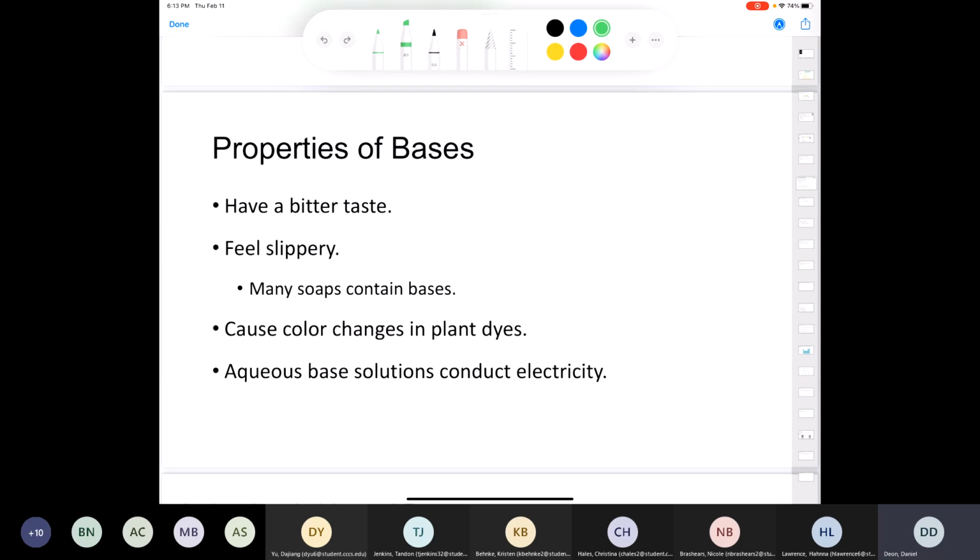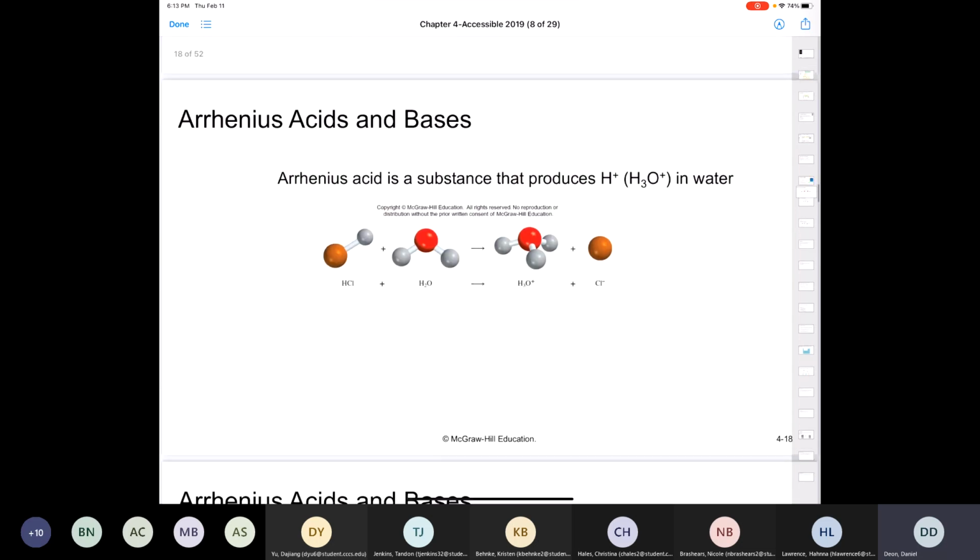Again, they also cause color changes in plant dyes. Same rationale for the acids. They can affect the relative acidity or basicity of soil and thus the color of the plant. And aqueous base solutions can conduct electricity. Why? Because if we have a strong base, it's going to be a strong electrolyte. It's going to break apart completely into its cation and anion.